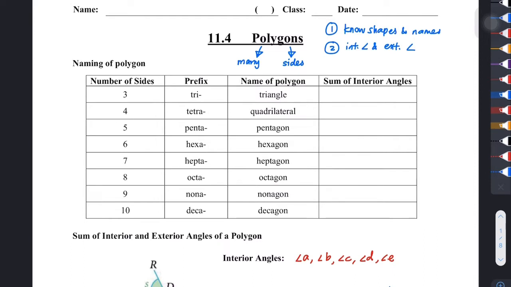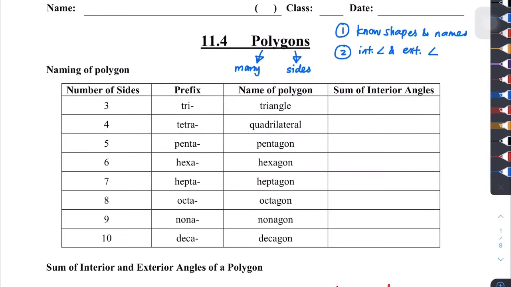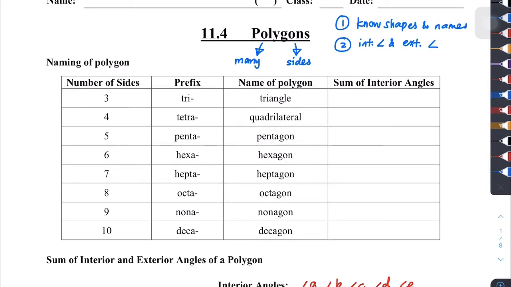Previously, we talked about polygons being shapes of many sides, and we need to know the shapes and the names. So all the names over here, from triangle all the way to decagon, we need to know. And then the sum of interior angles of these polygons: for a triangle, all the angles within the triangle add up to 180 degrees. For a quadrilateral, a shape with 4 sides, it adds up to 360 degrees.